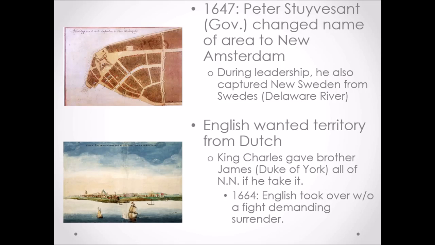But this is short-lived also, because ultimately the English come in and they want this territory. So you have King Charles at the time in England, and he basically says to his brother, this land is all yours, I guess you just need to grab it and take it. Sure enough, his brother James, who is going to become king not that long after, and who is the Duke of York, comes in with men and ships, comes into the harbor, and demands a surrender of the fort in 1664.